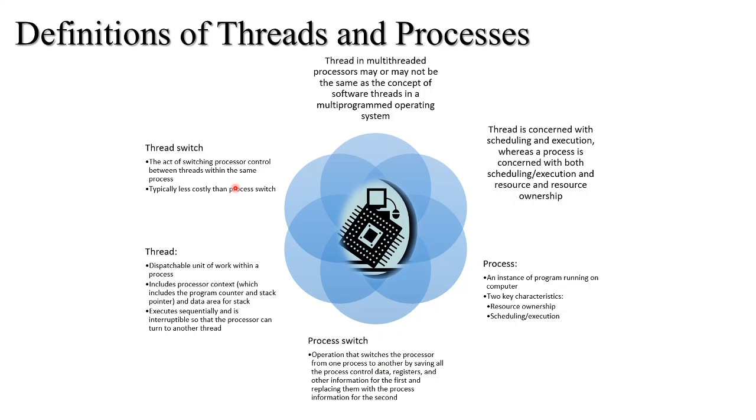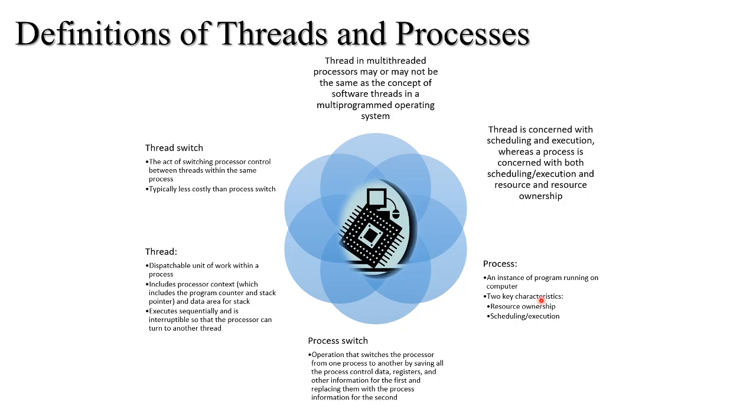These are the definitions of threads and switches. The concept of thread used in discussing multithreaded processors may or may not be the same as the concept of software threads in a multiprogrammed operating system. It will be useful to define these terms briefly. One is the process. A process is an instance of a program running on a computer. A process embodies two key characteristics: one is resource ownership and the other is scheduling or execution.